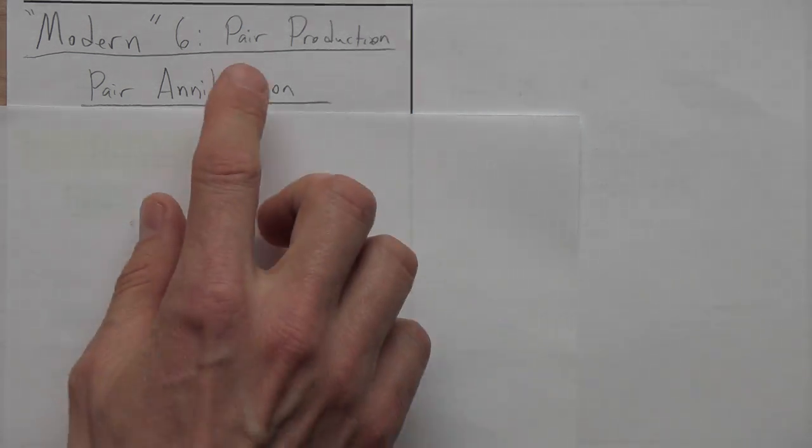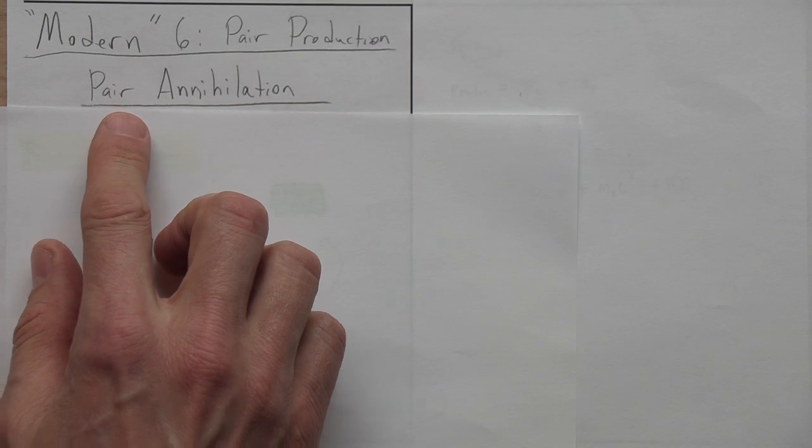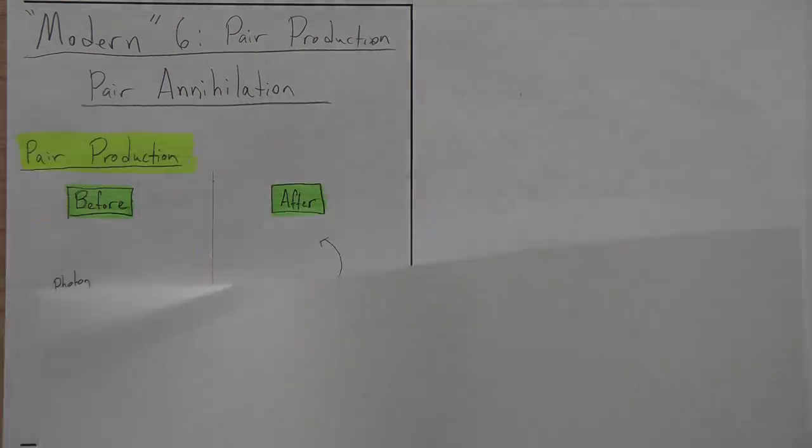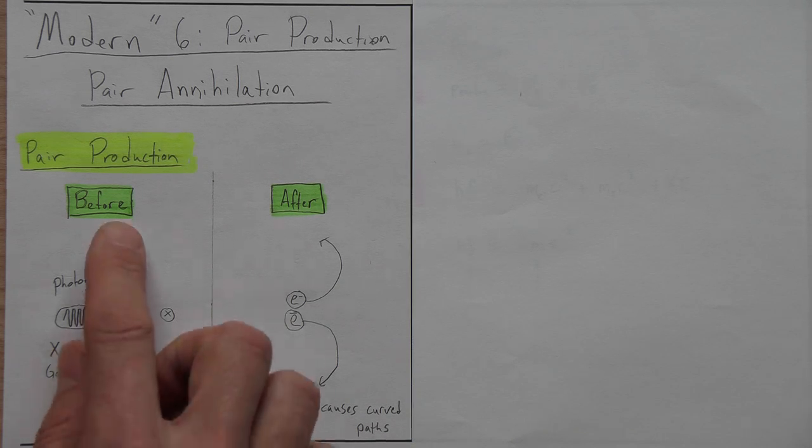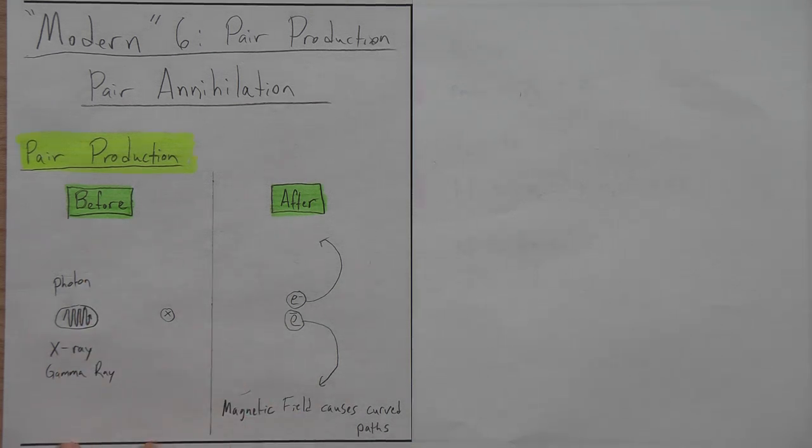We're going to see that that's what we're going to be looking at today, the phenomenon of things being created from energy alone, matter being created in pair production. Then we're going to see matter being eliminated in a process called pair annihilation. So what is pair production? All right, in pair production, what you have before the production event is a photon.